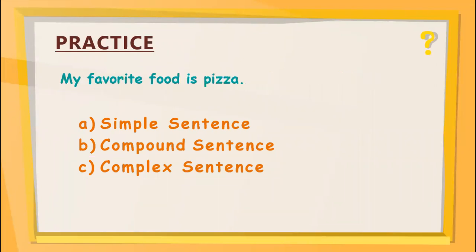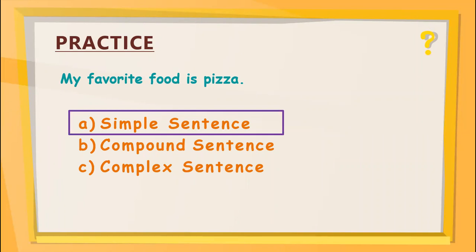Adham Sameh, read please and tell me the answer. My favorite food is pizza. It's a simple sentence because it has one subject and one verb. Very good, great.